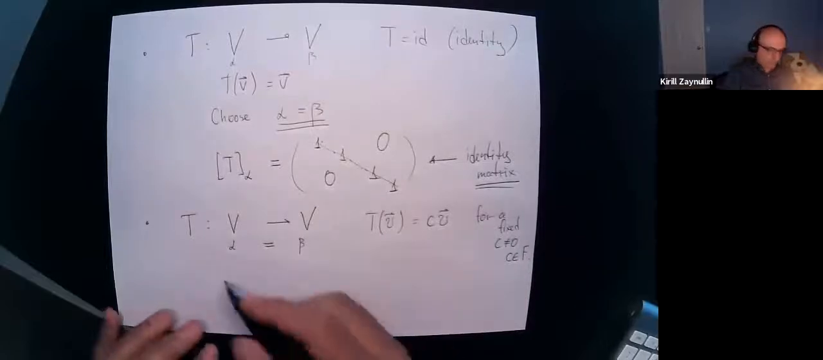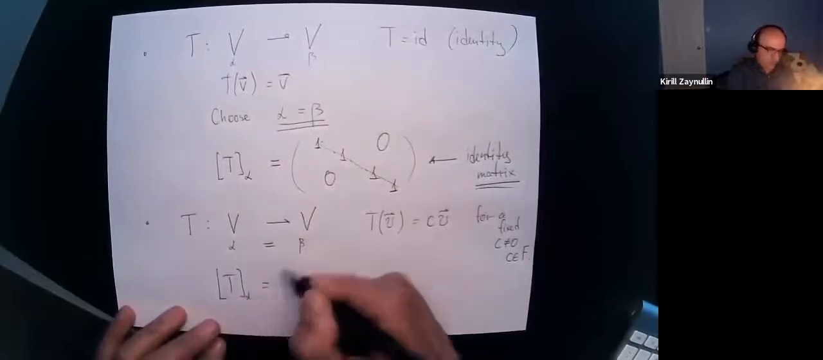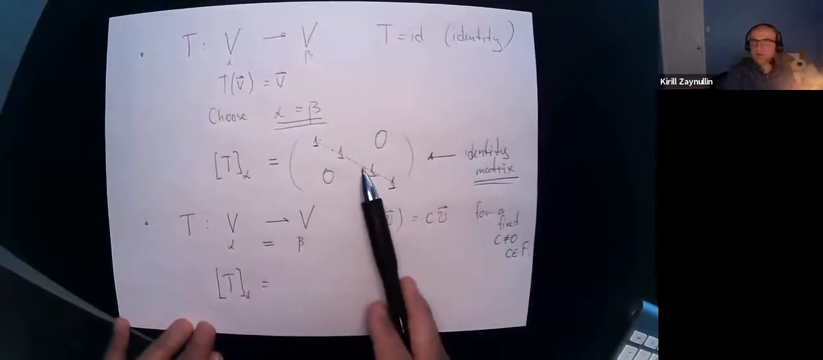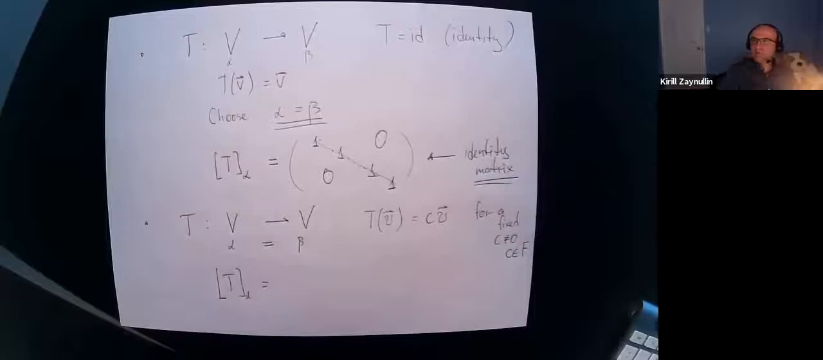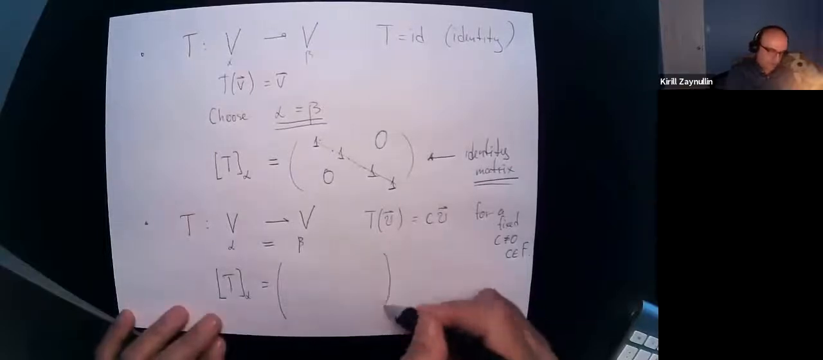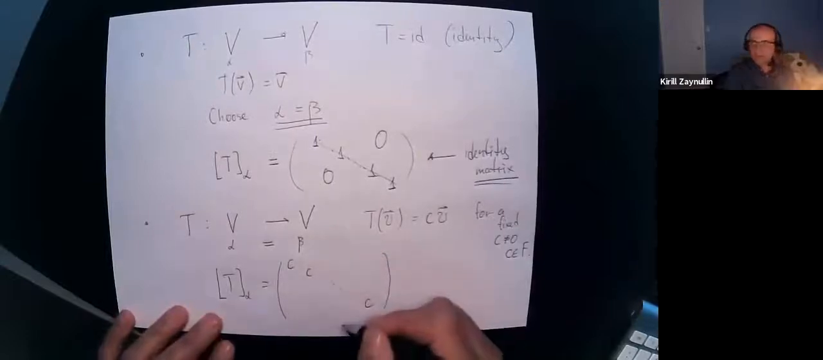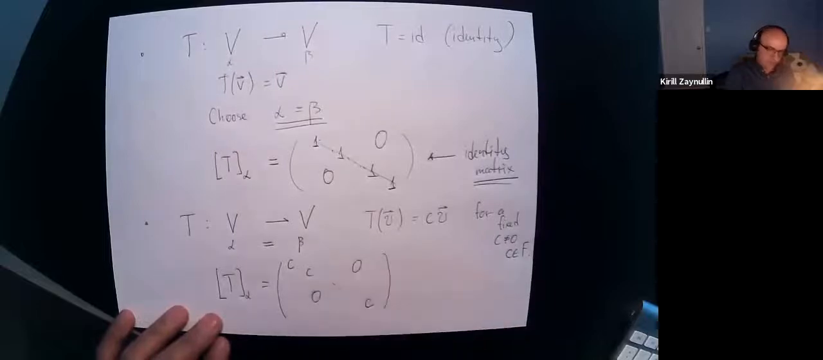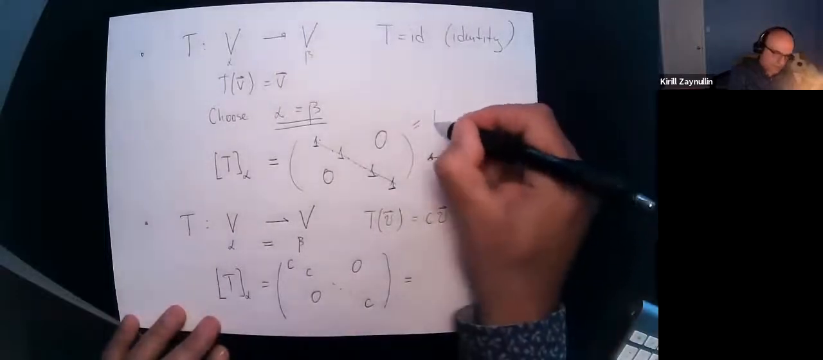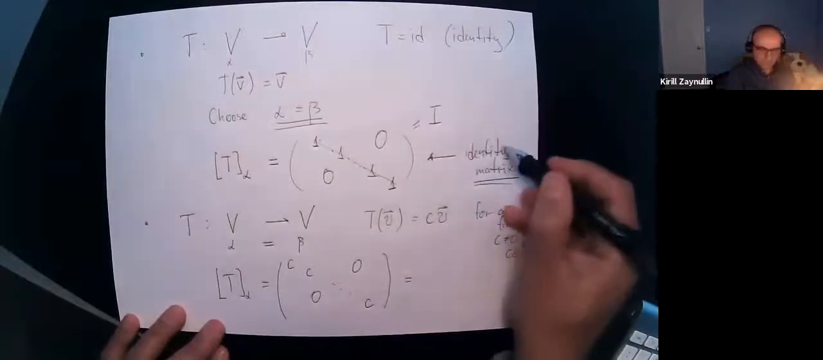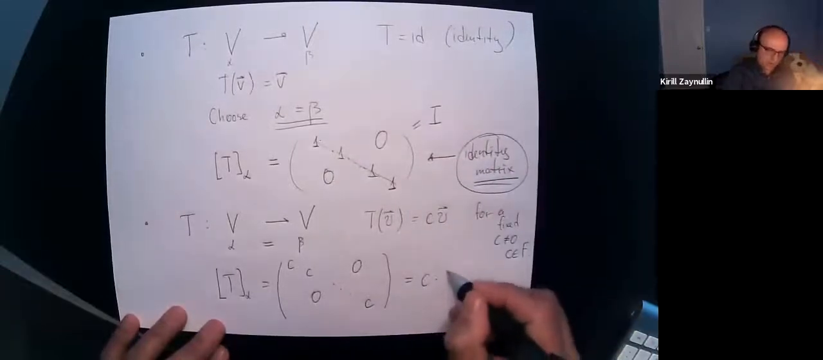Okay, then what will be the matrix? Again, by very similar reasons, the only difference is that if you're given a basis vector, it will be sent to its C multiple, right? So the matrix that you will get will just have C's, these coefficients, on the main diagonal and zeros everywhere else. So this is just C multiple of the identity matrix. Sometimes the identity matrix is denoted by I. So in this case, it's just C times I.